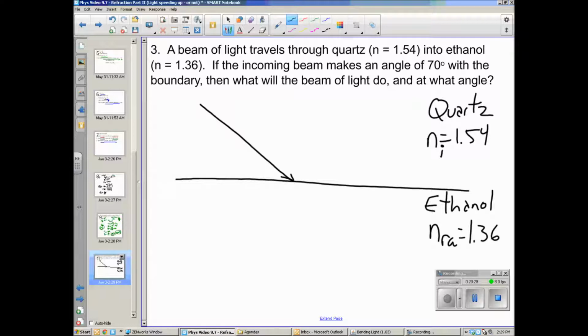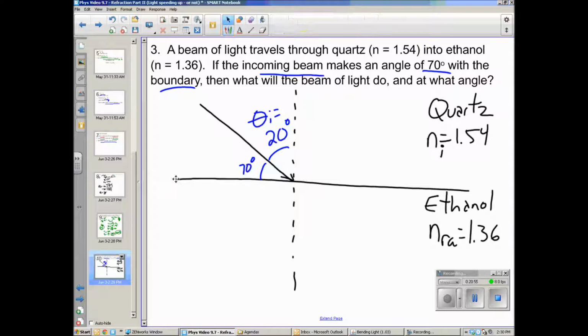Don't forget to draw in your normal line. And it tells me the incoming beam makes an angle of 70 degrees with the boundary. So that means that my drawing here is terrible, because this angle here is supposed to be 70 degrees, which means then that my angle of incidence is actually 20 degrees. So this is not at all drawn to scale. If I was more fussy, I would go back and redraw that. But all right, so that's what we know.